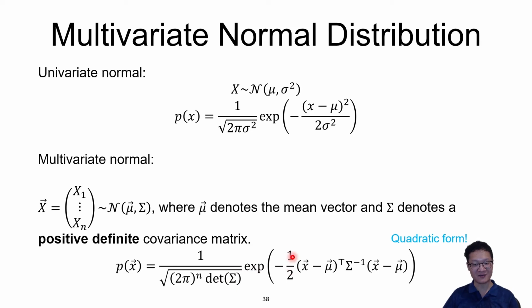times exponential of negative 1/2. This part is the generalization of a quadratic term in the scalar case. In the scalar case, we have something squared, so that's a quadratic term. In the vector case, we have a quadratic form, with (x minus mu) transpose, then the matrix sigma inverse, and then (x minus mu).